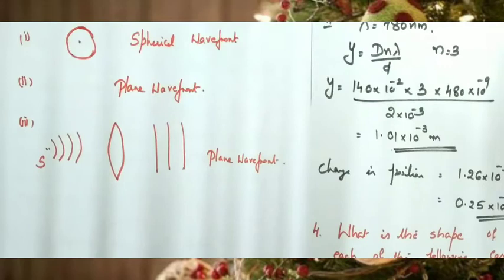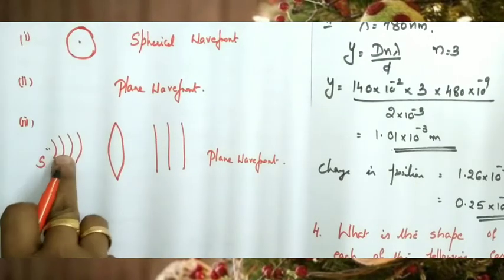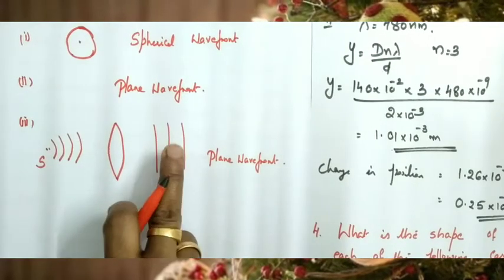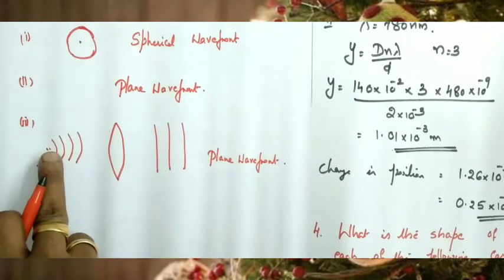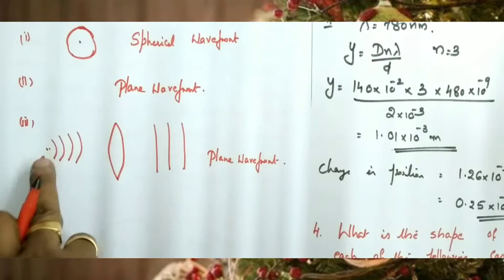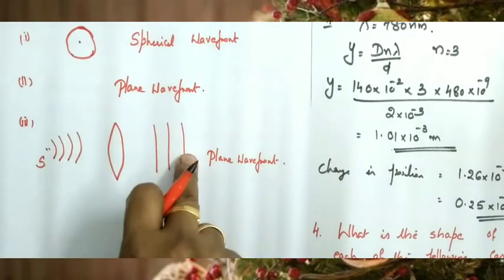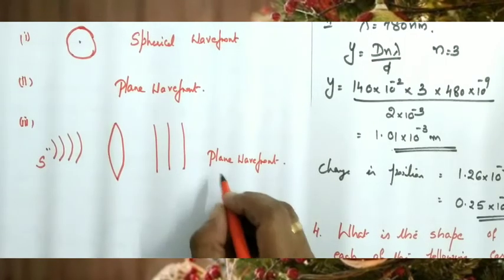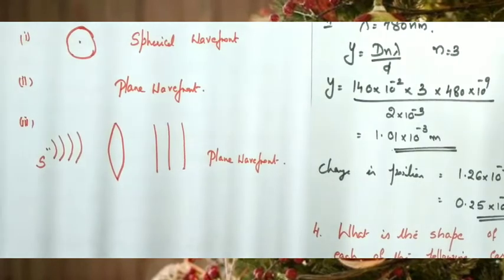And in the theory portion we have studied, if a plane wavefront is incident, what is the emergent wavefront? It is spherical. So if a plane wavefront is incident, the emergent will be spherical, and if a spherical wavefront is incident, the emergent will be a plane wavefront. So the answer to the third one is plane wavefront.